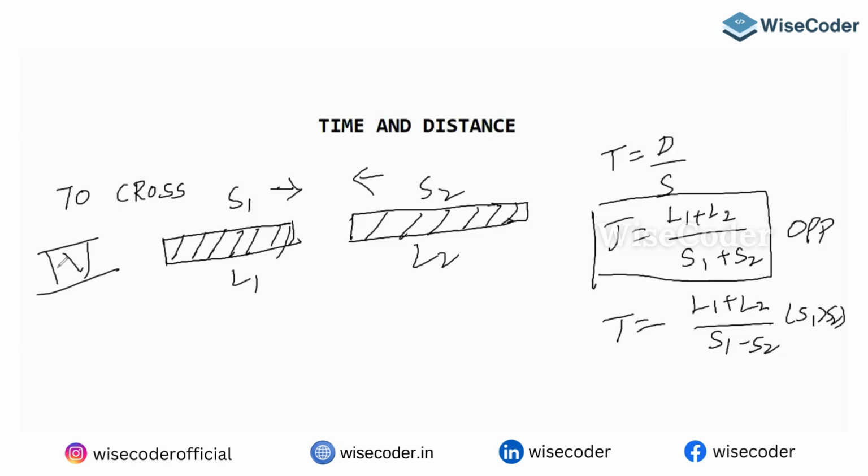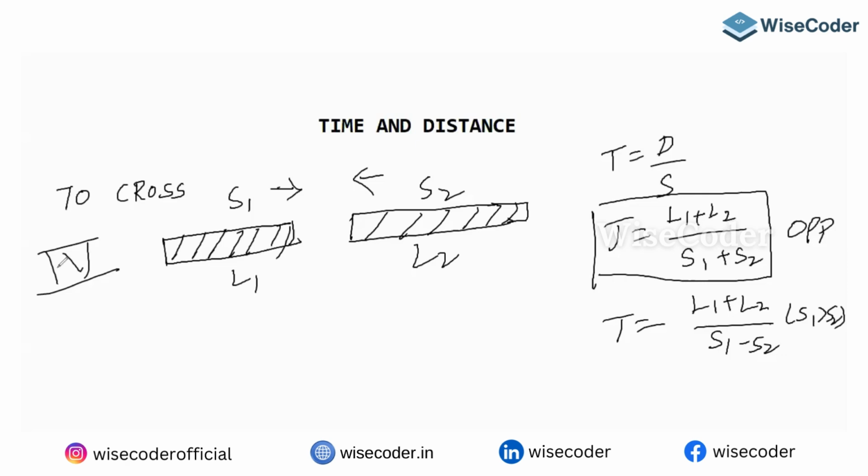To cross a platform or a tunnel or a bridge, the time is the length of the train plus the platform length, divided by what speed? The train speed. That's how you can get it. So L1 plus L2 by S, the speed.